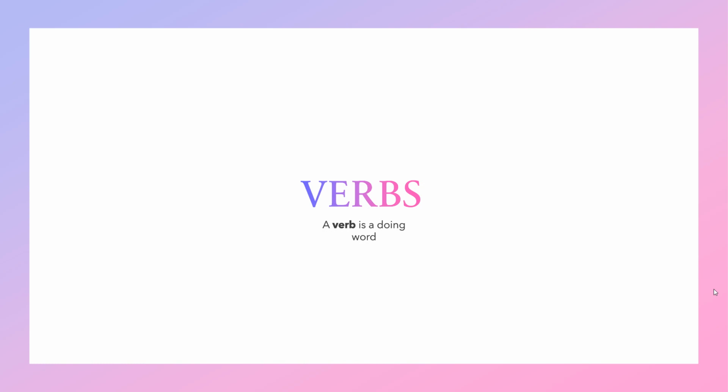So, very simply, a verb is a doing word. Verbs can either be dynamic or stative verbs. A dynamic verb is a physical action, so it's something that you can see someone physically doing. So, running, pointing, punching, writing, it's an action that you can see happening.